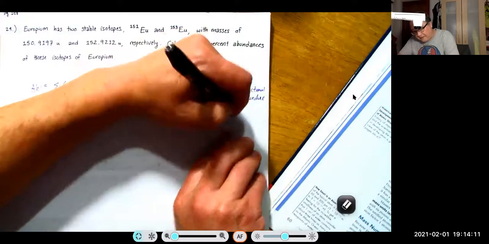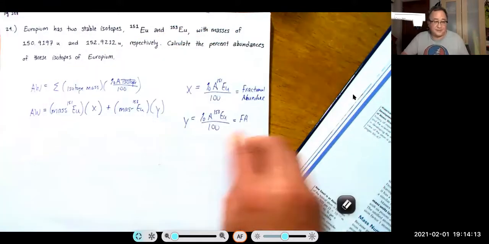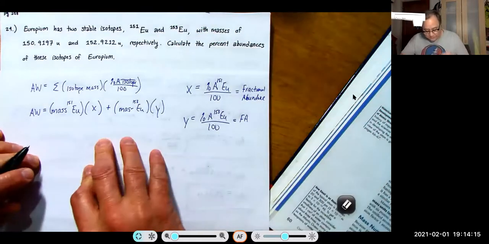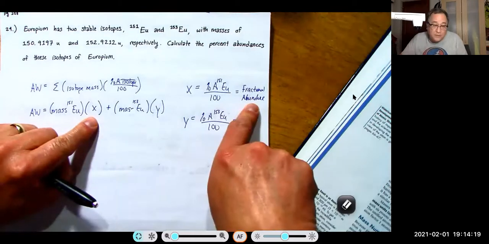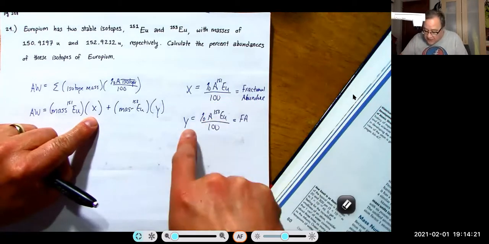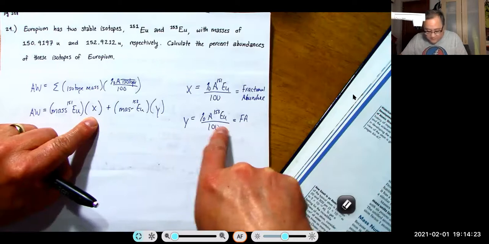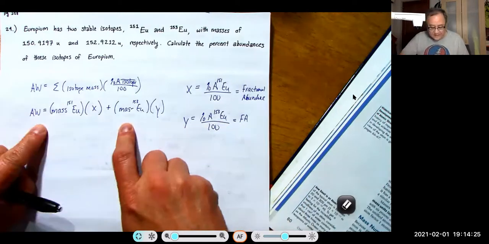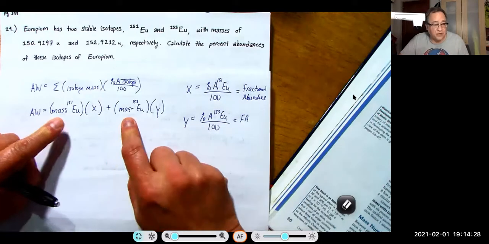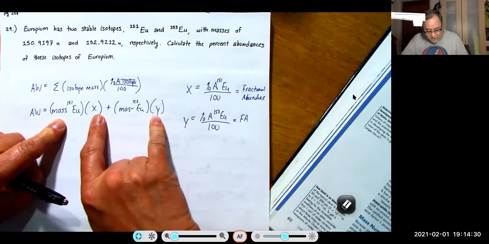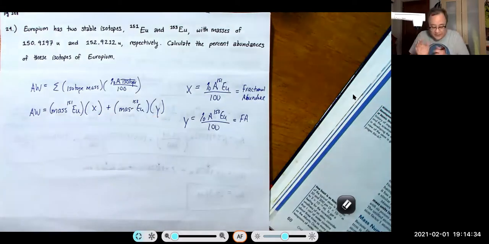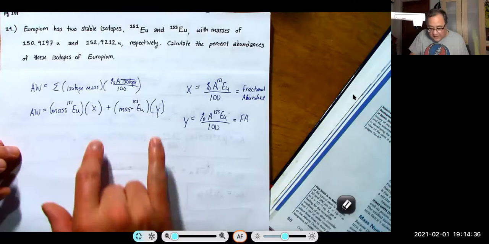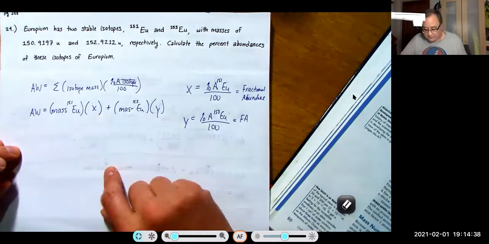So I'm going to call that FA, the fractional abundance. X is the fractional abundance of europium 151. Y is the fractional abundance of europium 153. Now this equation is impossible to solve when you have two variables in one equation. So we solve this with a system of equations. We need another equation that relates X and Y.